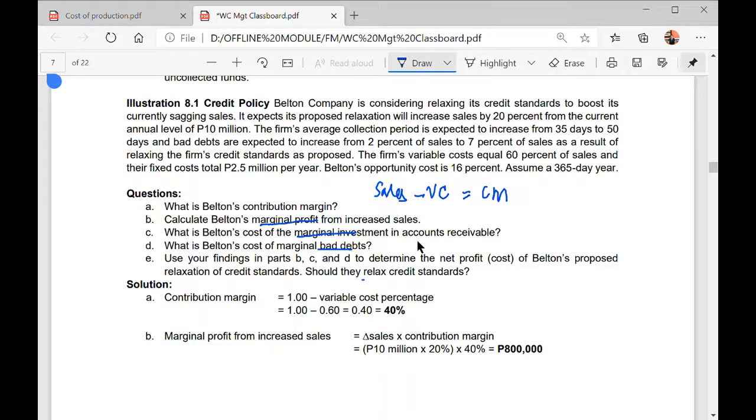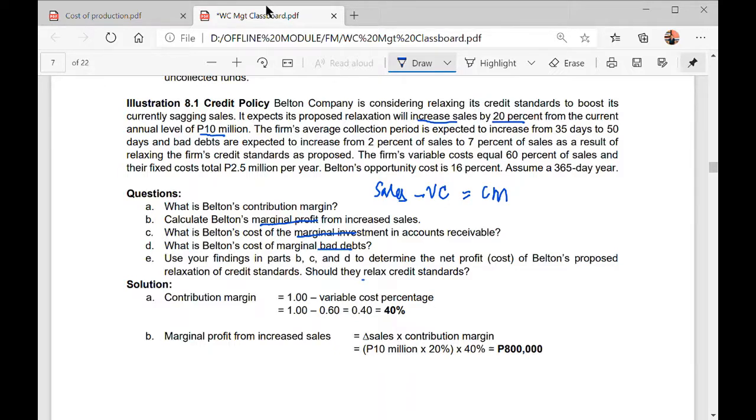First we have Belton Company is considering relaxing its credit standards to boost its currently sagging sales. Sa iyahang proposal, kung i-relax ang iyahang credit policy, mo-increase daw ang sales by 20%. So mosaka pila man ang original? Ang original is 10 million. So kung mo-increase siya by 20%, that means 20% of 10 million is 2 million. So madugangan siya og 2 million, kung effective ang iyahang proposed nga relaxation of credit policy.